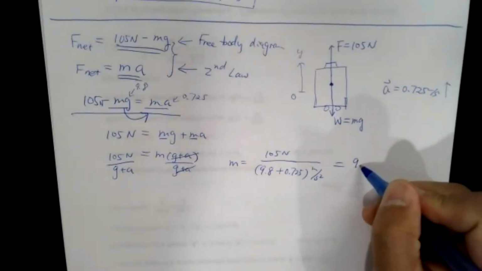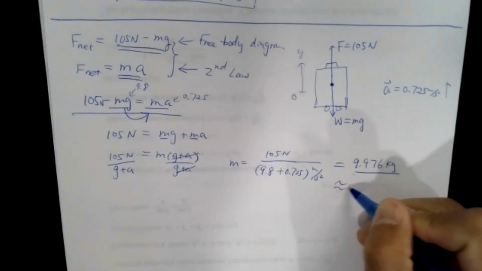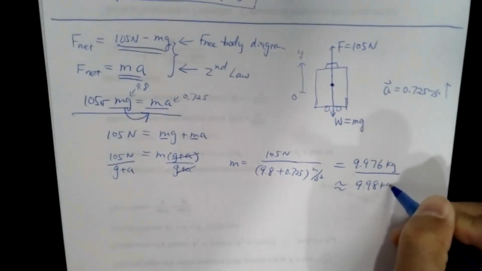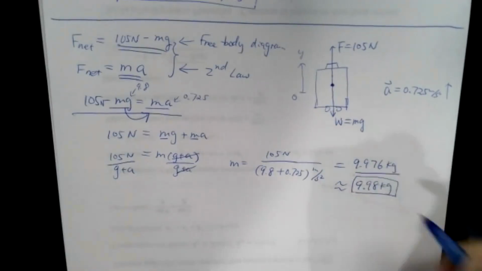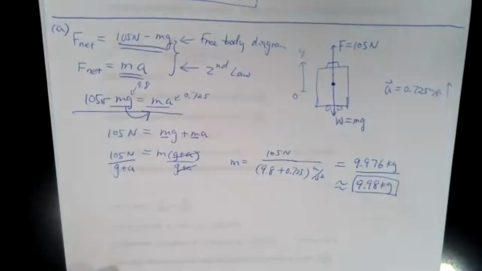So that would be 9.976 kilograms, or 9.98 if you keep 3 sig figs. Okay, for part A.